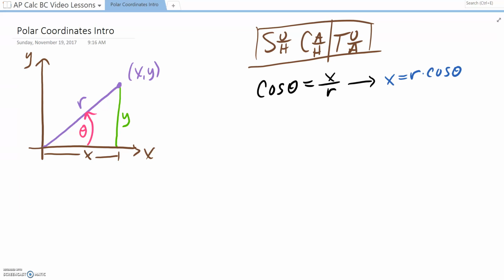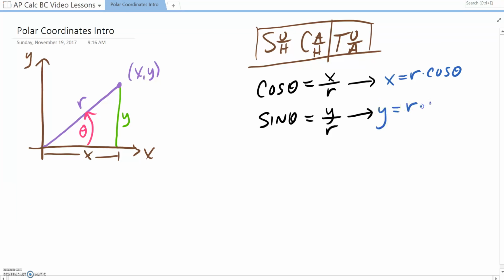All right, next we'll go back to sine. Oops, wrong color. And that's important. All right, so sine of theta is equal to y over r, which turns into y equals r times sine of theta. All right, so there we have a couple of formulas for x's and y's having to do with polar situations.